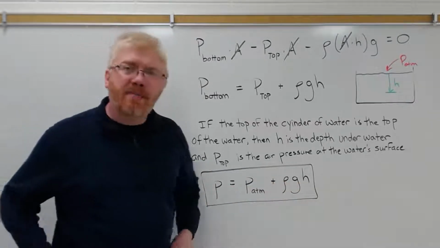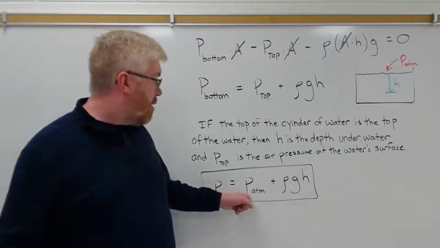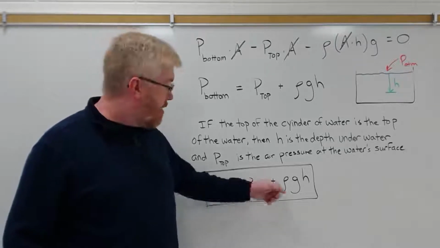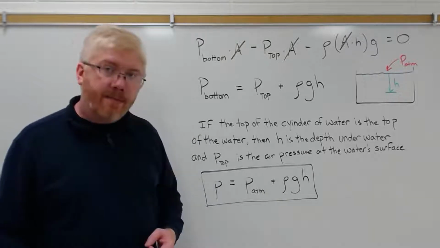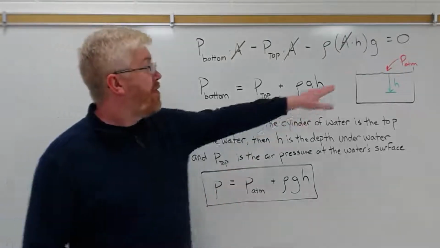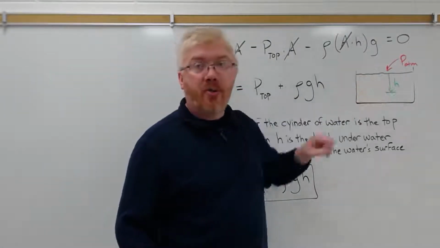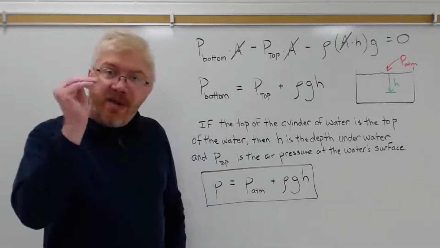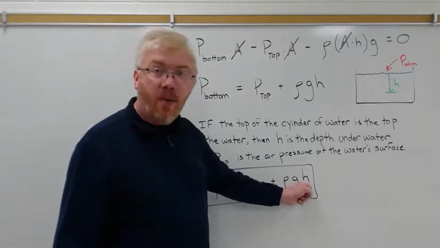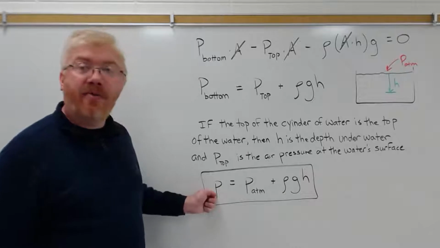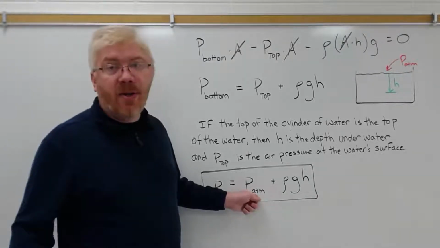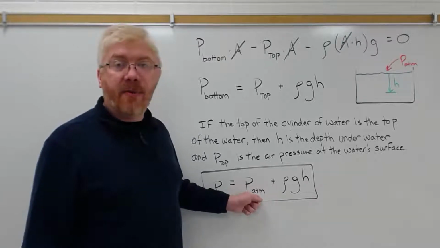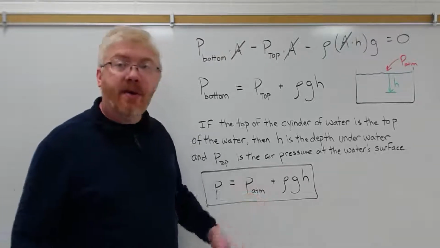Now your textbook, I believe, doesn't include this P atmosphere part. It just says the pressure is rho g h. That's not correct, right? Because you can't ignore the fact that there is pressure at the water's surface. So even if you're sitting at the surface of the water and h is 0, you don't experience any pressure from the fluid, from the water, but you're still under Earth's atmosphere, you do still experience the pressure from the atmosphere that you're sitting in.